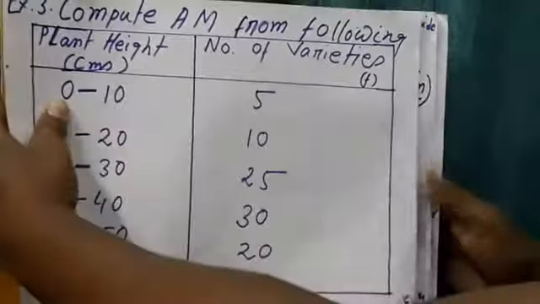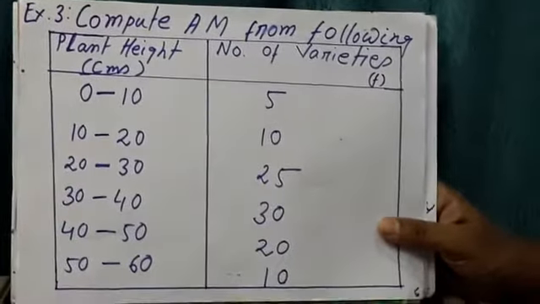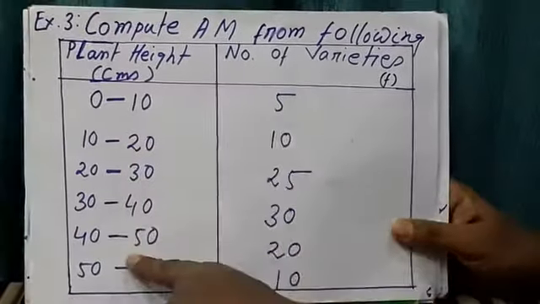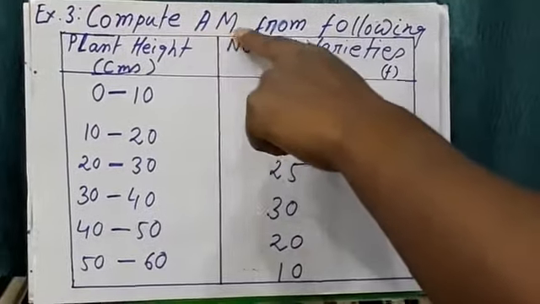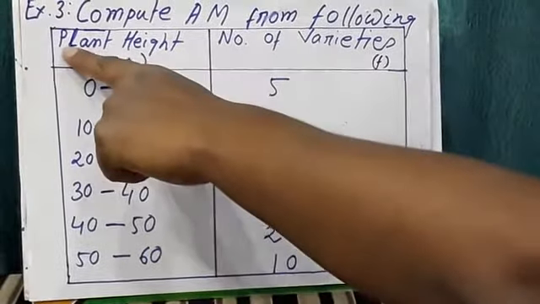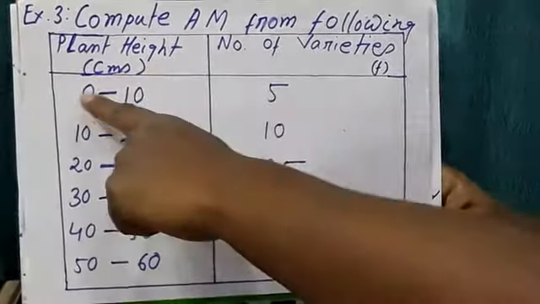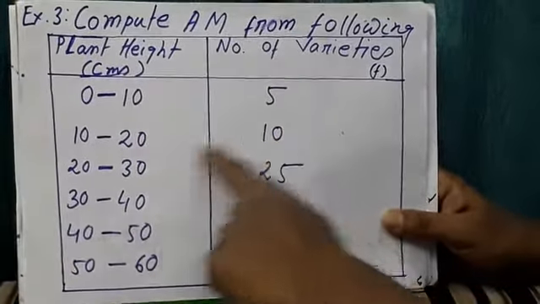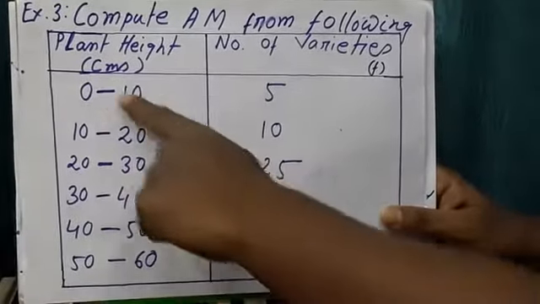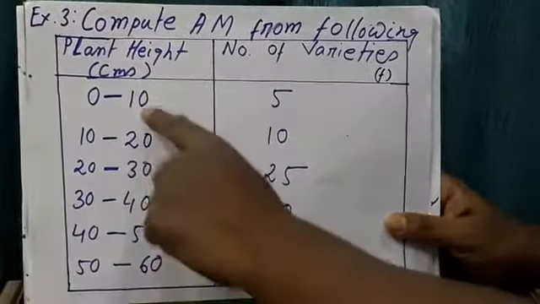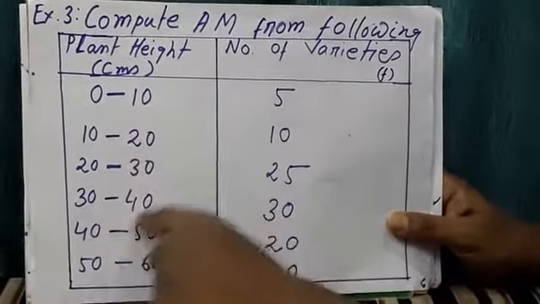If we start with the example, then it will be clear to you. Suppose this is the problem, and we have to find out the AM. AM means arithmetic mean, and here it is the frequency, number of varieties. It is the number of plants by height. 0 to 10, there are 5 varieties. 10 to 20, 10. 20 to 30, 25. This is not a discrete series. This is a class interval. We have to find out the mean of this class interval.